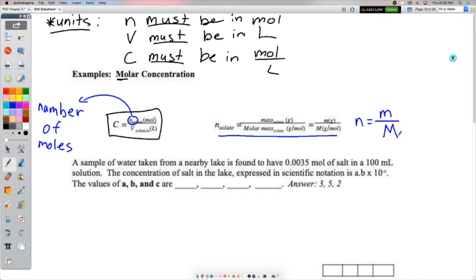So the reason this one is written here is because often the question won't be nice enough to just tell us n, but it will tell us little m, mass. You can always figure out molar mass. I'll remind you how in a second here, but you can always figure out the molar mass as long as you have your periodic table and you know what chemical it is you're looking for.